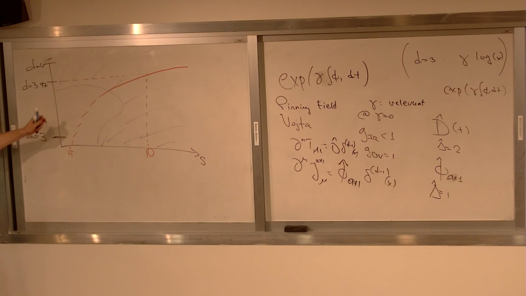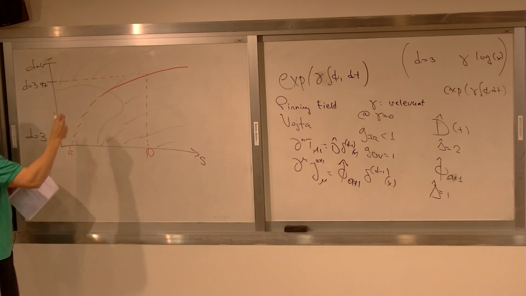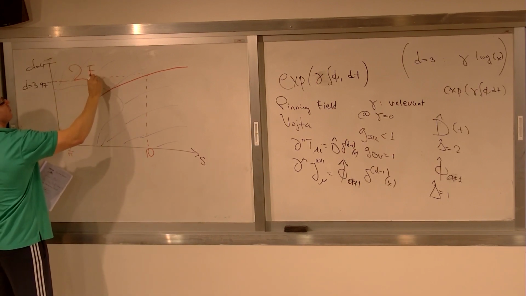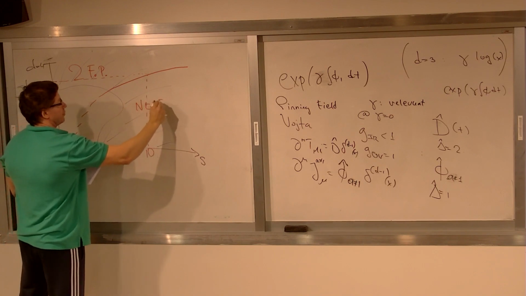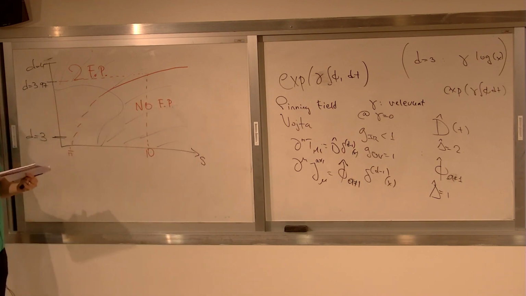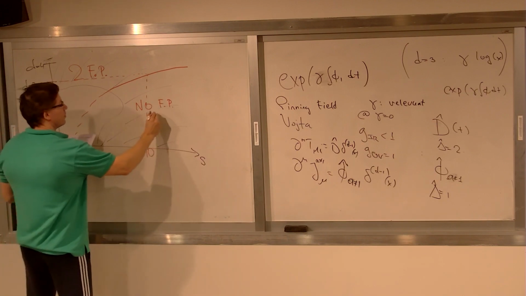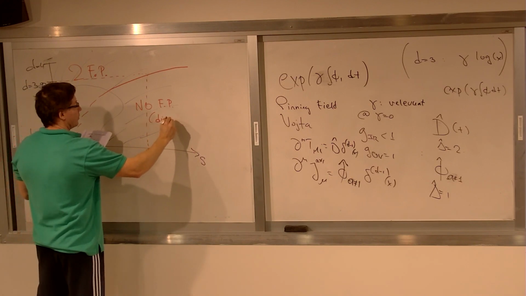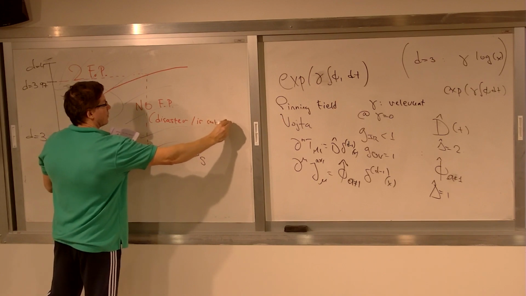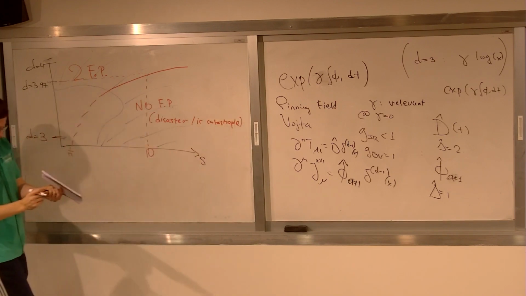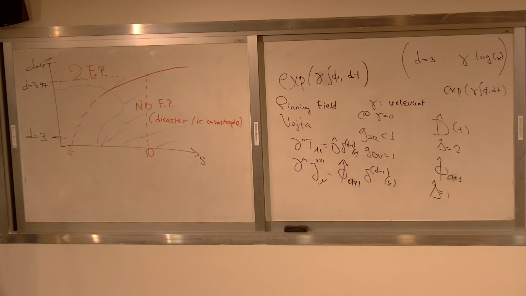So what happens above this line? Here we have two fixed points. So actually there are two conformally invariant fixed points on that side of the line, and no fixed points on this side of the line. What do I mean by no fixed points? I mean this disastrous infrared behavior, that you don't have a conformal defect. So this is the infrared catastrophe, if you want. Okay, so this is the phase diagram.